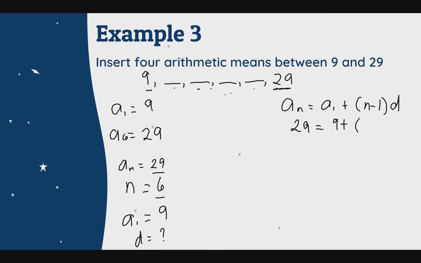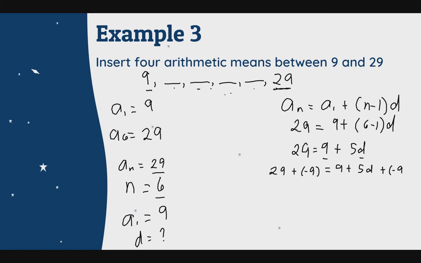And 29, operate muna natin yung nasa loob ng ating equation or ng ating parenthesis. So it will be 29 equal to 9 plus 6 minus 1, which is 5d. Now we have to isolate d. So first we have to eliminate 9 by adding its additive inverse, which is negative 9, to both sides of our equation. So 9 plus 5d plus negative 9.